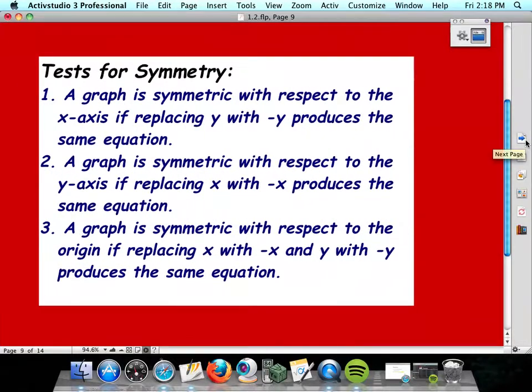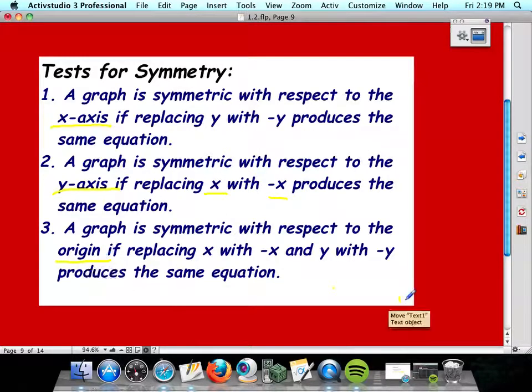All right, they're going to ask you for symmetry. Now, you're probably going to need to stop the video and get these in your notes. Test for symmetry. A graph is symmetric with the x-axis. It's kind of weird. It's kind of backwards of what you would think. The x-axis, if you can replace y with negative y and you get the same thing, nothing happens. For example, y squared. If y is squared and you put in a negative y, it's still going to be just y squared. A graph is symmetric with the y-axis if you can plug in negative x for positive x and you get the same equation. And then the weirdest one is the bottom one. A graph is symmetric with respect to the origin if you can replace the x with negative x and y with negative y and you get the same equation.